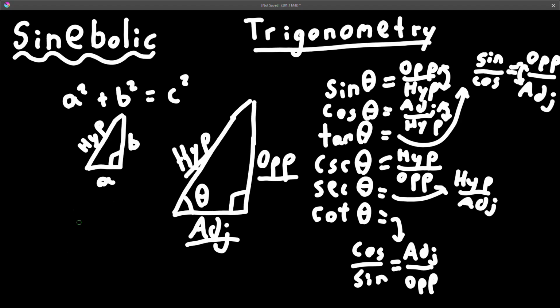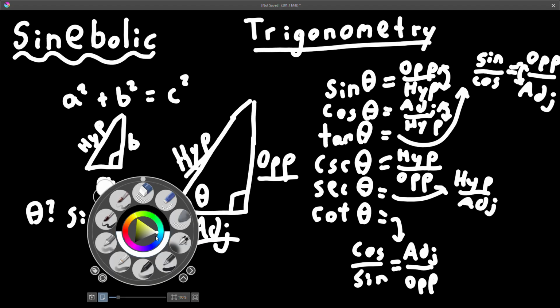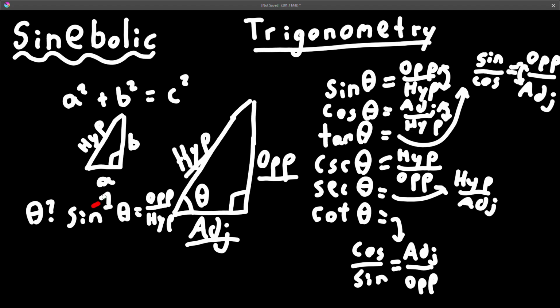Let's say you want to find out what is theta. Like, what is theta? You know, sine theta is equal to opposite side over hypotenuse. Now, let's negatify it. Let's turn it from a regular to a negative.